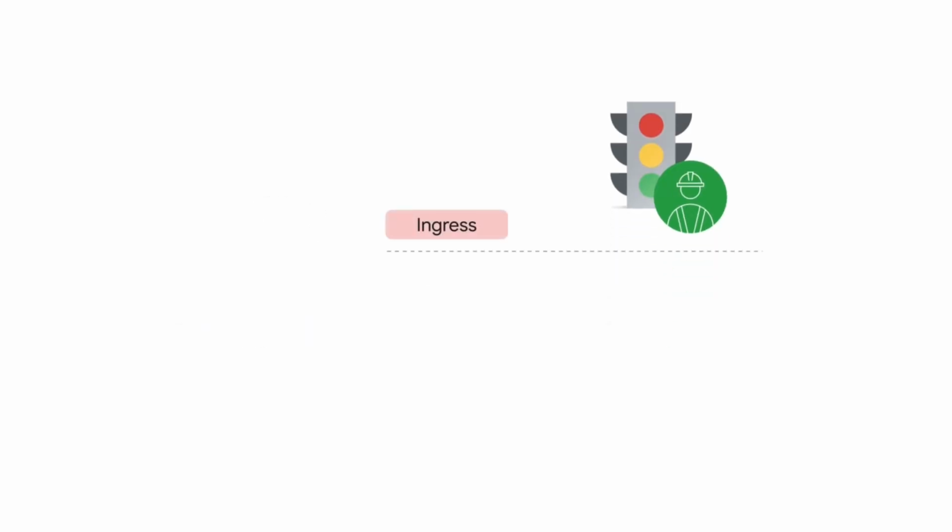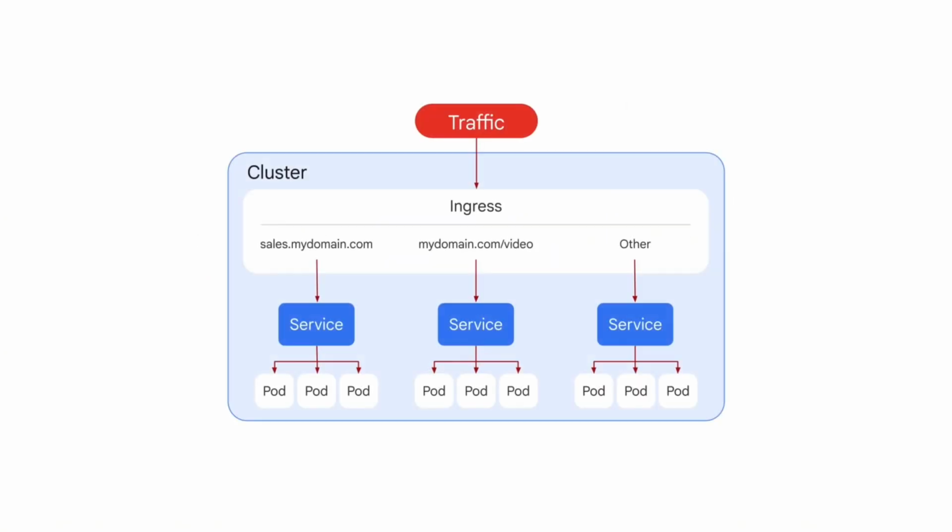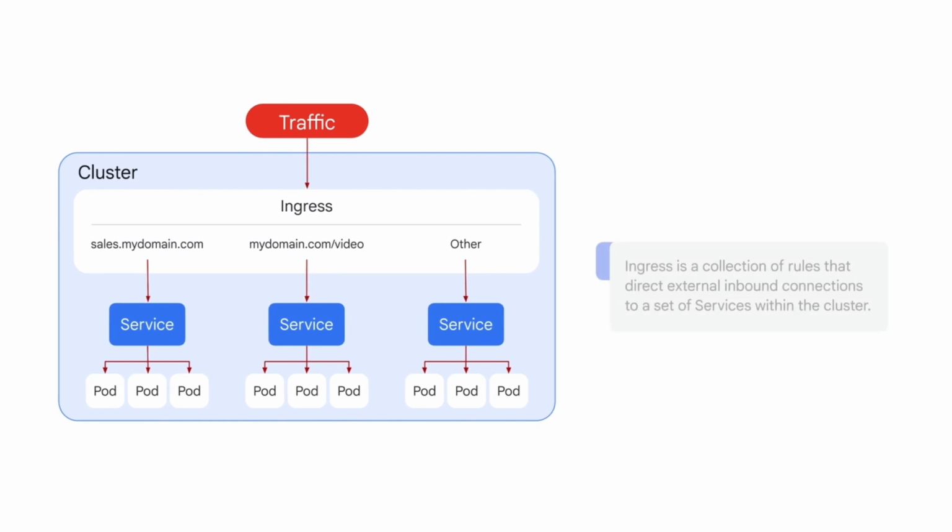One of the most powerful tools to direct traffic into your clusters is the ingress resource. The ingress resource operates one layer higher than services. You can think of it as a service for services. That being said, ingress is not a service or even a type of service. It's a collection of rules that direct external inbound connections to a set of services within the cluster.